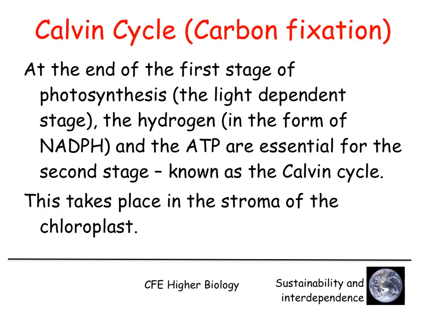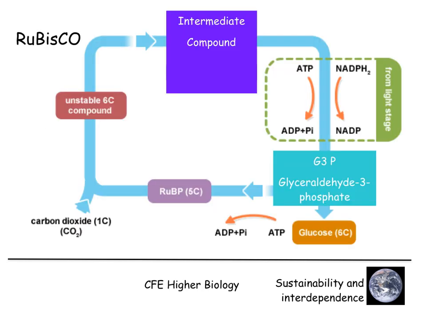So the next stage is our Calvin cycle. And as I've said, at the end of the first stage of photosynthesis, the light dependent stage, the hydrogen in the form of NADPH and the ATP are essential for the second stage, known as the Calvin cycle. The oxygen, as we know, just diffuses out of the cell. So the Calvin cycle, or the second stage, takes place in the stroma of the chloroplast, and we'll look at that process in the next slide.